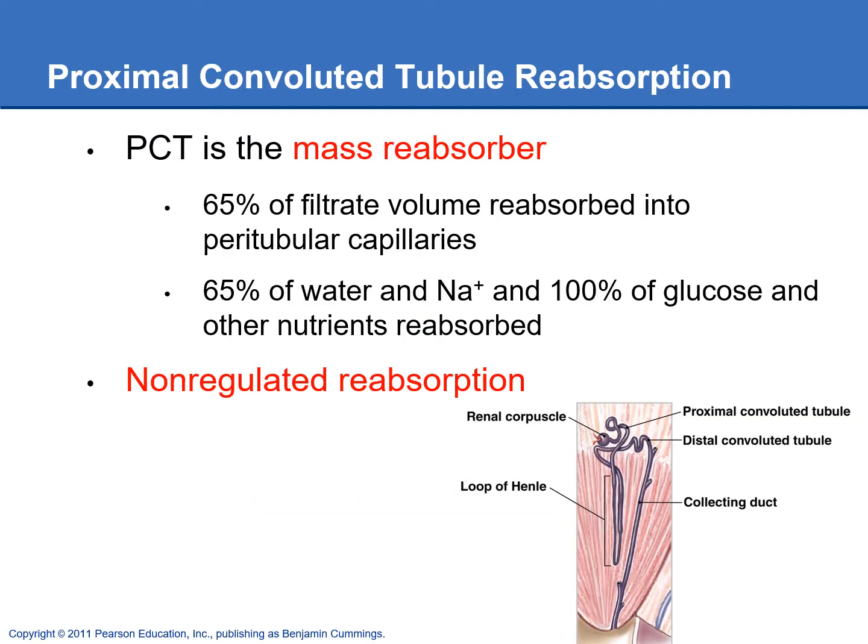We're going to focus on the proximal convoluted tubule. So the proximal convoluted tubule is called the mass reabsorber, and that's because 65% of the filtrate volume is reabsorbed here into the peritubular capillaries. So 65% of the water and sodium is reabsorbed, and then 100% of the glucose and other nutrients like amino acids and water-soluble vitamins are going to be reabsorbed here. This is non-regulated, so there's no hormones that are going to regulate the proximal convoluted tubule.